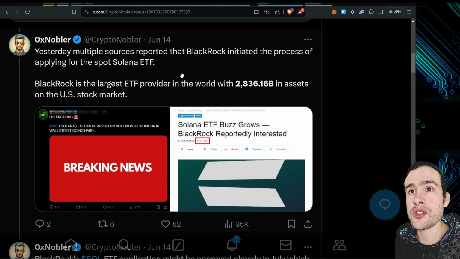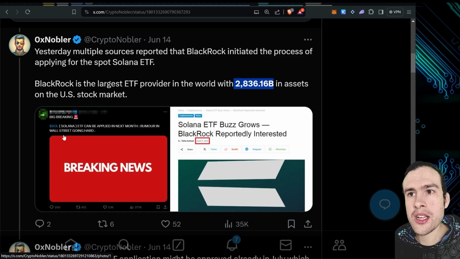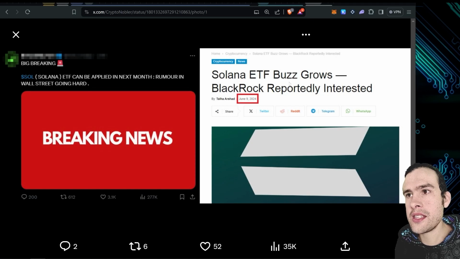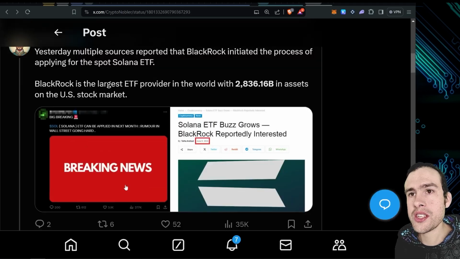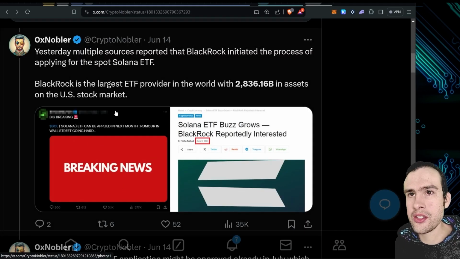So yesterday, multiple sources reported that BlackRock initiated the process of applying for the spot Solana ETF. BlackRock is the largest ETF provider in the world with 2.8 trillion in assets under management on the US stock market. So rumors in Wall Street going hard. We've got here: Solana ETF buzz grows, BlackRock reportedly interested. Recently in one of my videos, I covered that guy on CNBC saying that most likely the next one that Wall Street would be interested in would be Solana after Ethereum.